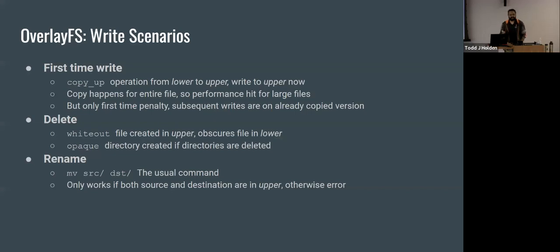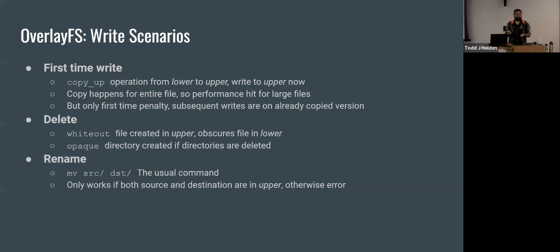When you delete, what ends up happening is a special file called a whiteout file is created in the upper directory. What it does is blank out the same thing on all the lower directories. It blanks out the file in all the lower directories. That's how it deletes. And the same thing for directories, but in this case, the special file is called opaque.